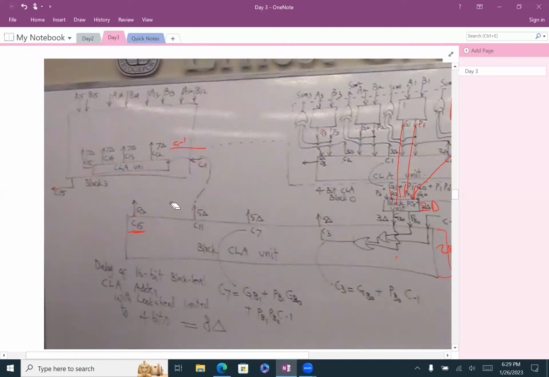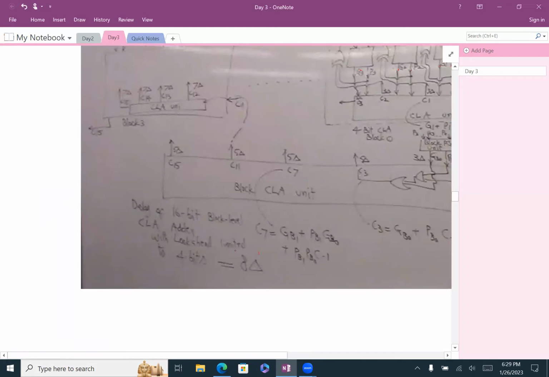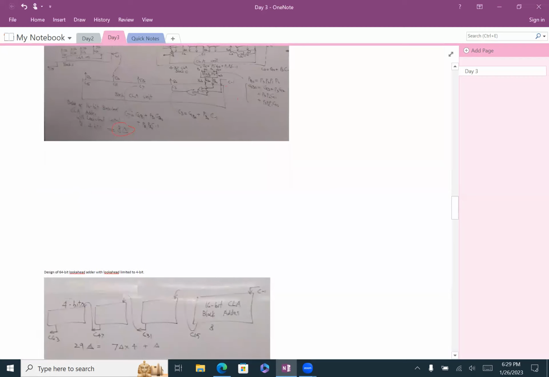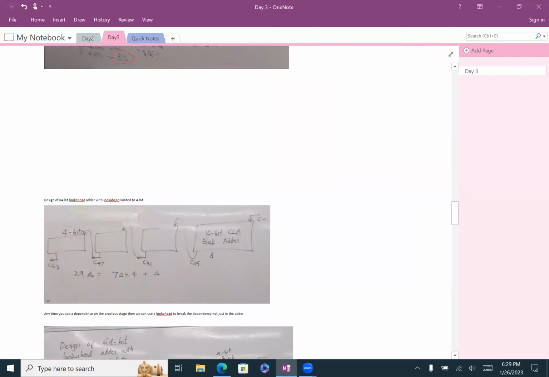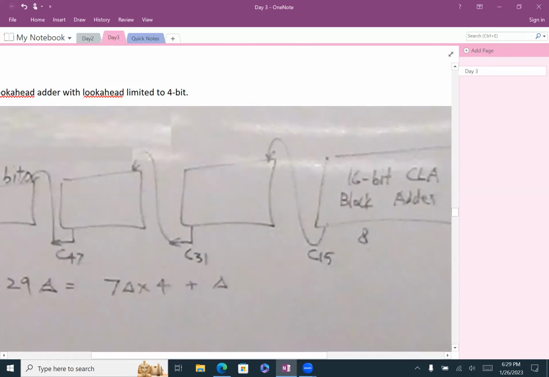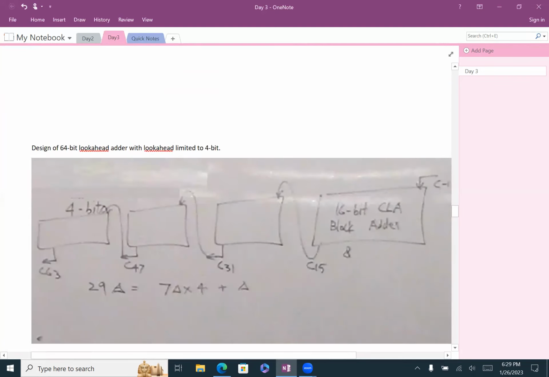Now let's continue. So what is the total delay? 9. Okay, that's 8 without the sum. Now, if we use the carry lookahead, how much will the total be? Now let's make it even harder. So how much did we do up to? First phase we did 4-bit, and using the 4-bit we did the 16. Now can we expand that to 64-bit? Yes. All right. How can we do that?